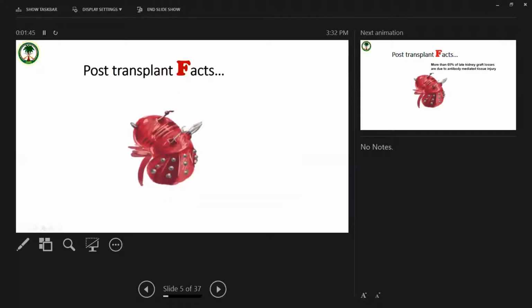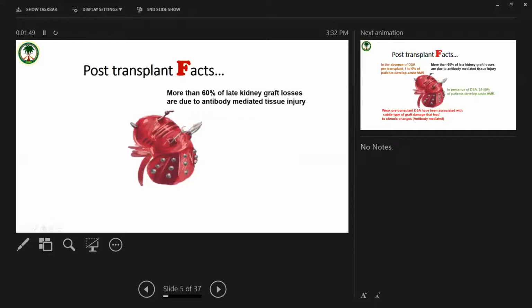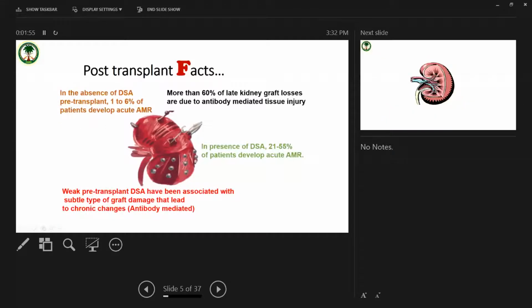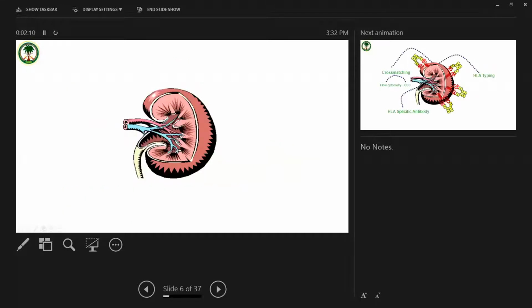We have to believe the post-transplant facts in which more than 60% of late kidney graft loss are due to antibody-mediated injury. In addition to that, in the absence of DSA, most likely we will see a good graft function with 1 to 6% only of those developing AMR. In the presence of donor-specific antibody, 21 to 55% will develop antibody-mediated rejections.